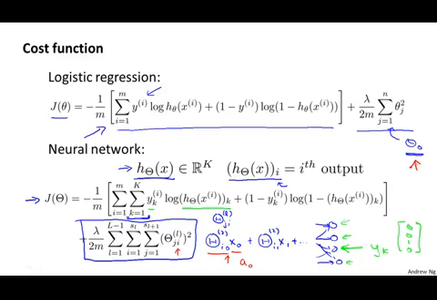But this is just one possible convention, and even if you were to sum over i equals 0 up to S_L, it'll work about the same, and it doesn't make a big difference. But maybe this convention of not regularizing the bias term is just slightly more common. So that's the cost function we're going to use to fit our neural network. In the next video, we'll start to talk about an algorithm for trying to optimize the cost function.